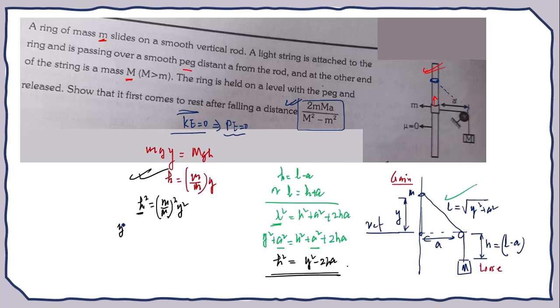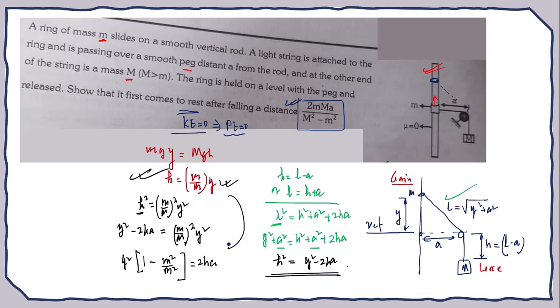So once I write, y square minus 2ha should be equal to (small m by capital M) whole square into y square. Take y square to the other side. So I can write y square common, so it is 1 minus small m square divided by capital M square equals 2 times h into a. Now what is h? h is basically small m by capital M into y.